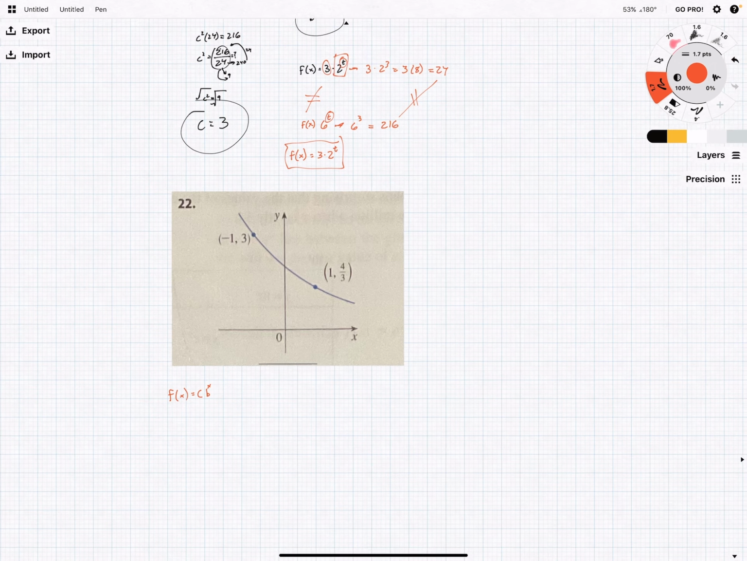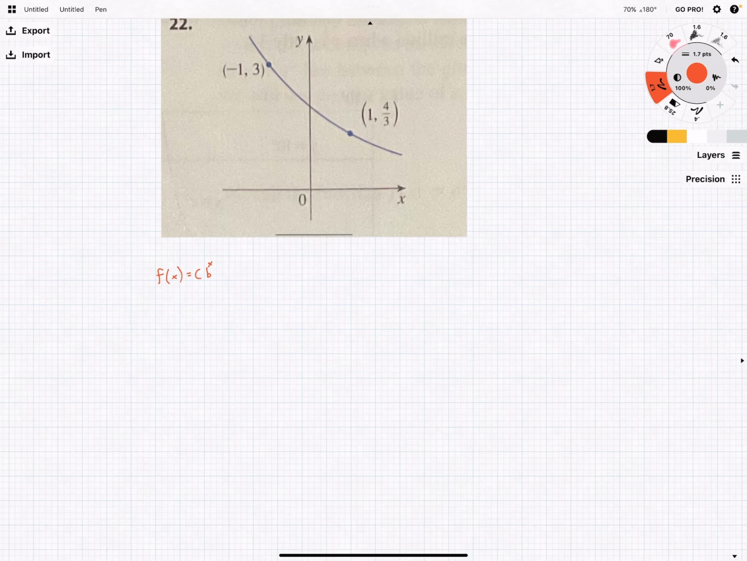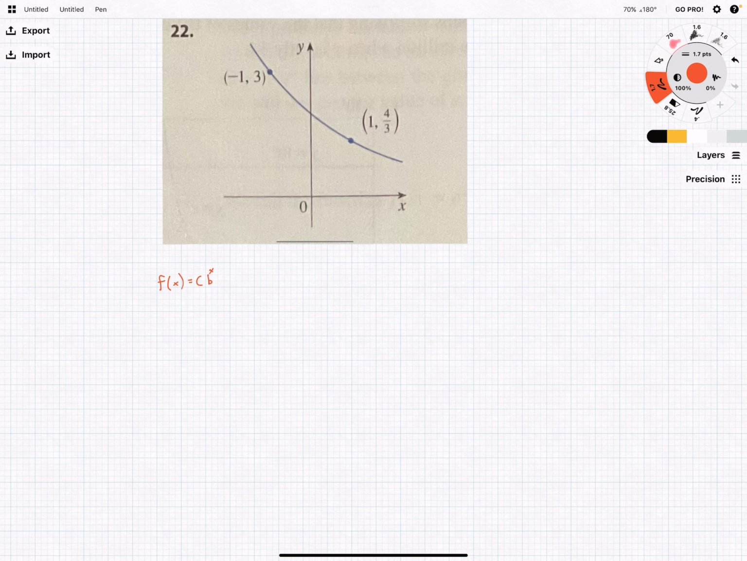So, with that said, let's set up two equations. We see that we have inputs and outputs: input -1, output 3, input +1, output 4/3. So here's what we have: 3 is equal to c times b to the -1. Okay, great. We also have 4/3 is equal to c times b to the +1.